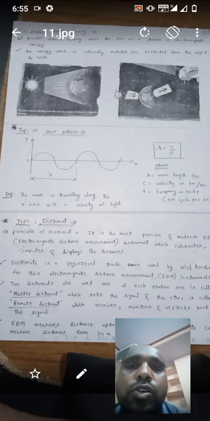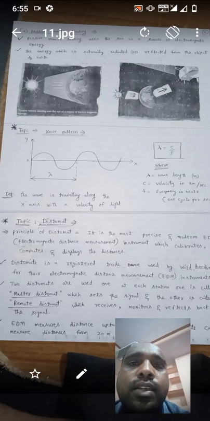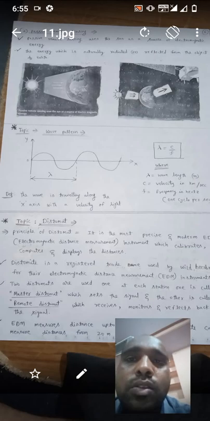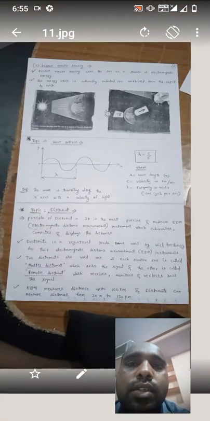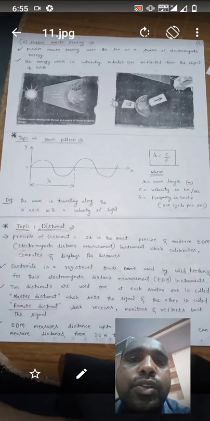Passive remote sensing uses the sun as a source of electromagnetic energy. The energy is naturally radiated and reflected from the object.